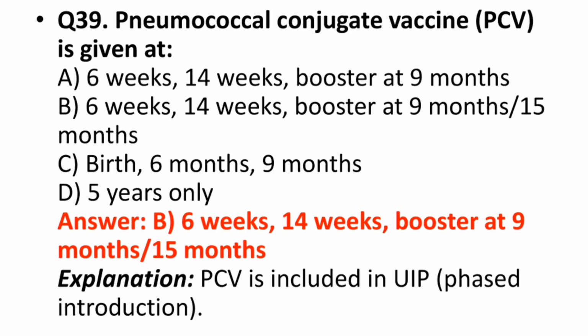Pneumococcal conjugate vaccine is given at: option A at 6 weeks, 14 weeks, boosted at 9 months. Option B 6 weeks, 14 weeks, boosted at 9 months or 15 months. Option C at birth, 6 months, at 9 months. Option D 5 years only. The correct answer is option B. Pneumococcal conjugate vaccine is included in UIP, phased introduction.